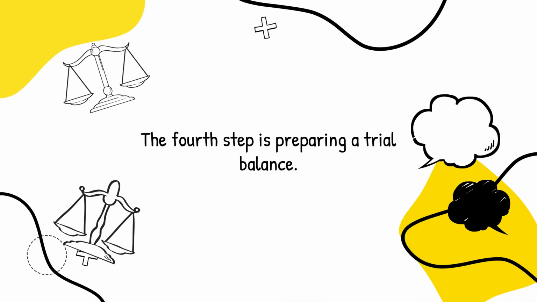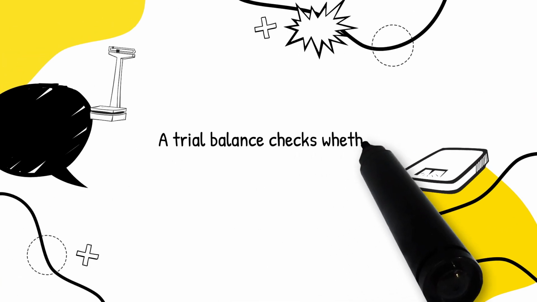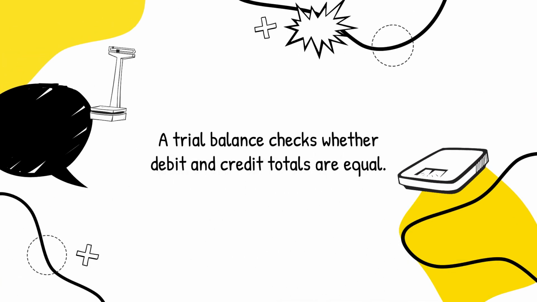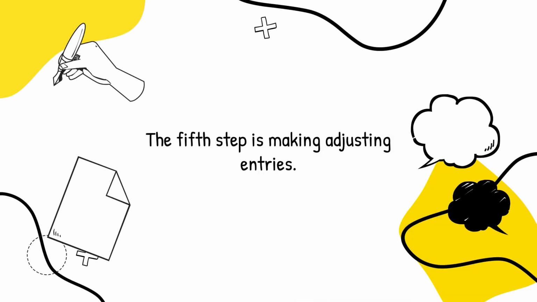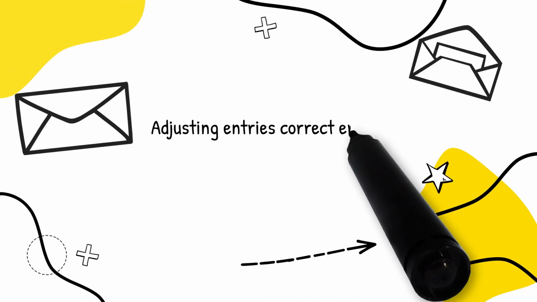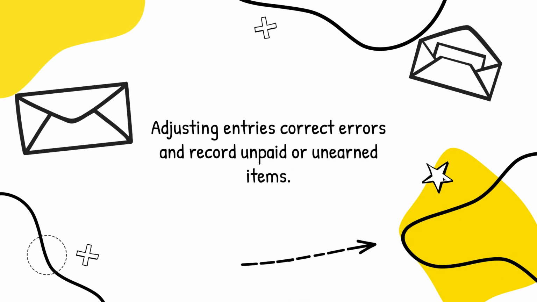The fourth step is preparing a trial balance. A trial balance checks whether debit and credit totals are equal. The fifth step is making adjusting entries. Adjusting entries correct errors and record unpaid or unearned items.